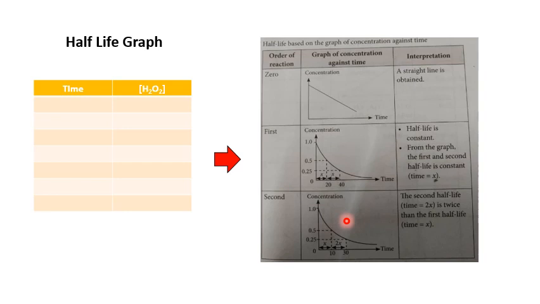And then for the second order, we also will get a negative curve graph. But the time consumed for the first half-life is x, and the second half-life is double up. Initially is 10 seconds. 10 times 2 equal to 20. 20 plus 10 equal to 30. So the time consumed for each half-life is double up. So you can check the pattern and the time consumed for each half-life to determine the order of the reaction based on half-life graph.